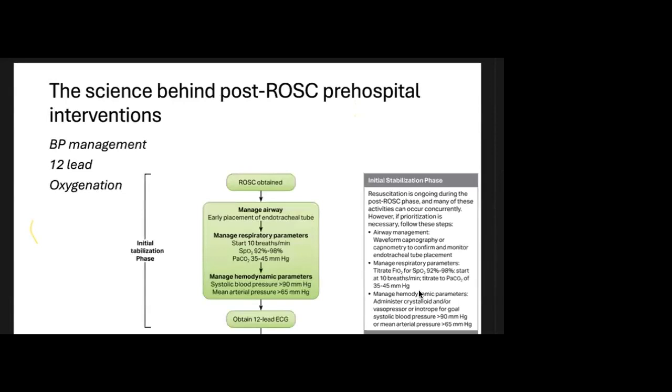So the goal of post-ROSC interventions, really the big takeaway, is to try to mitigate injury to the brain and other important organs. And the big threefold way we do that is through blood pressure management, 12 lead, and oxygenation. For blood pressure management, you want to avoid hypotension. Ideally, you want to keep that systolic blood pressure at 90 and above, that MAP of at least 65.